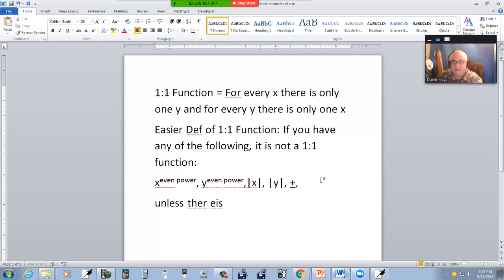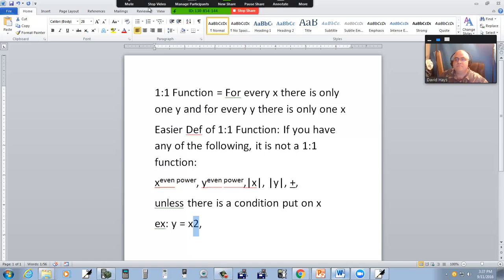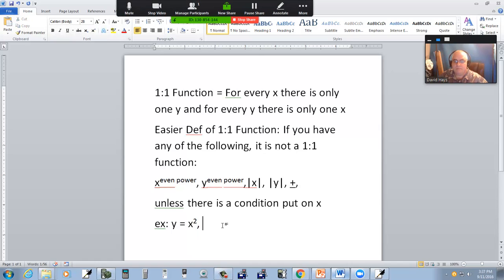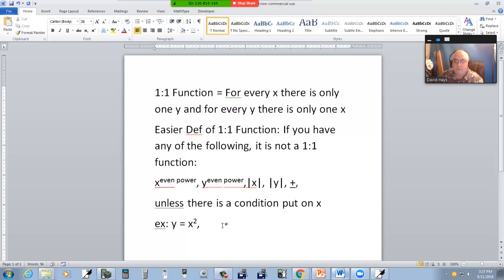unless there is a condition put on x. What I mean by that is you have an example where you have like y is equal to x squared. Now that right there, the fact it's got an even power means it's not a one-to-one function. But if we put a condition on this, we say x where x is greater than 0. By putting that condition on there, we're ensuring that it's a one-to-one function.